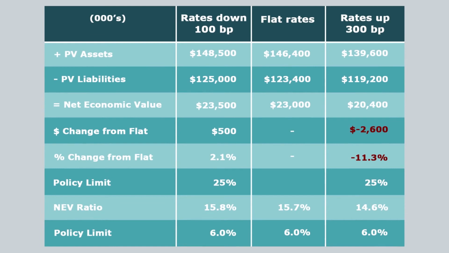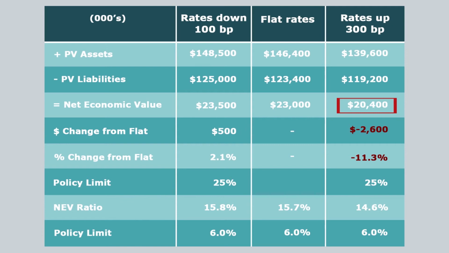Let's look at this in terms of numbers. If a credit union has present value assets of $146.4 million and present value liabilities of $123.4 million, the net economic value, the value of its capital, is $23 million. If market rates go up, the value of the capital will be reduced to $20.4 million, as there is a larger decline in the value of assets than in the value of liabilities.